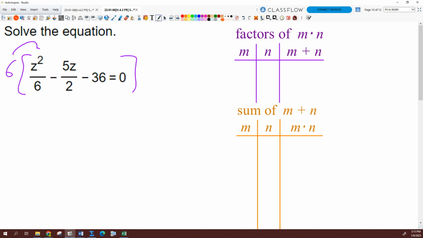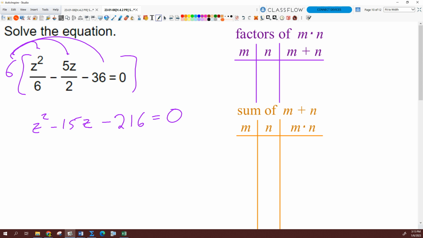So when I distribute the 6 to the first term, what do I get? z squared. Distribute to the second one, I'm going to get minus 15z. And to the third one, 36 times 6 is 126. No, how about 216? I'm so close. Oh my gosh, the exit number, just let me finish.